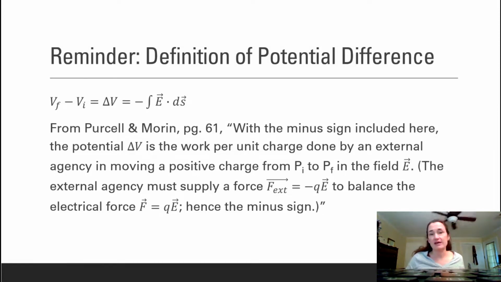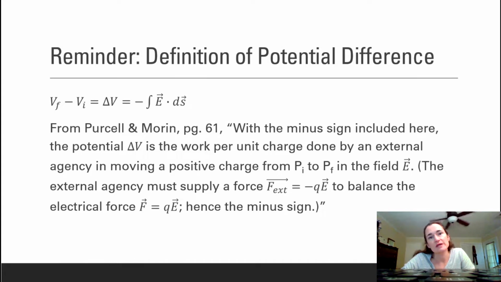Now, in the class that I'm teaching right now, we're using Purcell and Morin's Electricity and Magnetism, 3rd edition here, okay? And so to quote them, they give the mathematical definition of the potential difference, which is that you take the electric potential at some two positions, we'll call them initial and final, and you subtract those two electric potential values, VF minus VI, and then that gives you the potential difference, delta V.